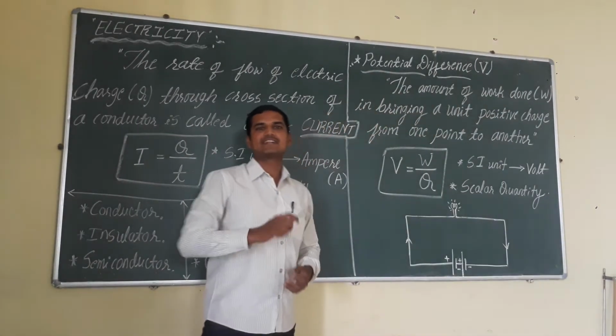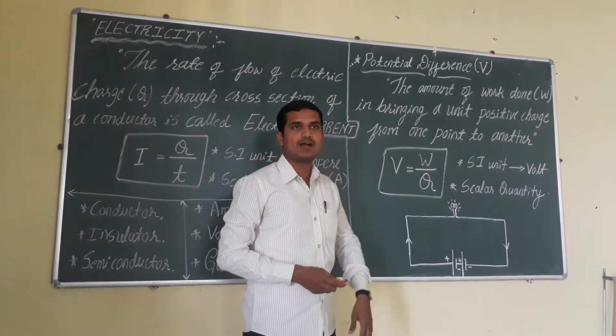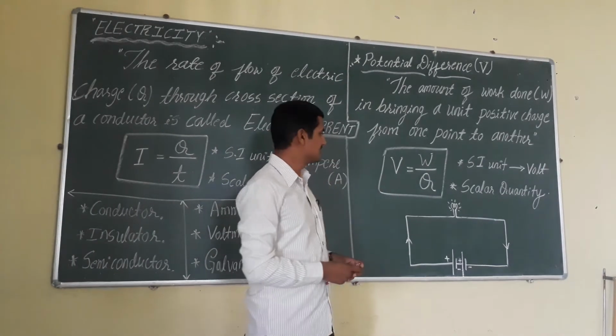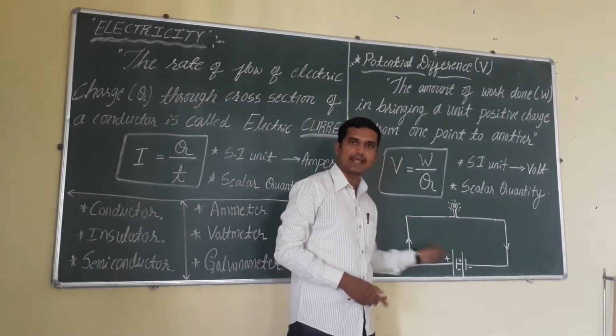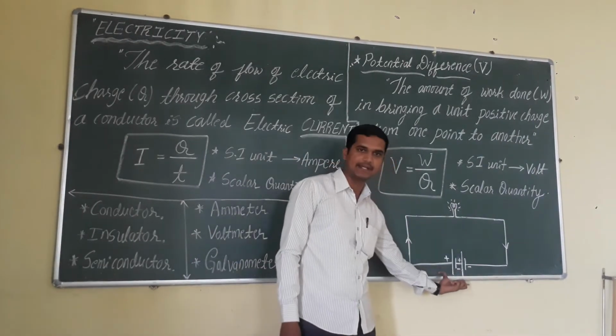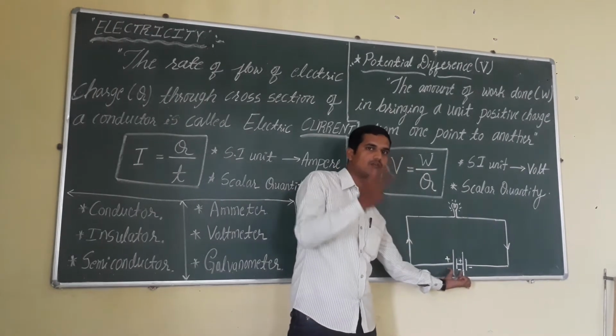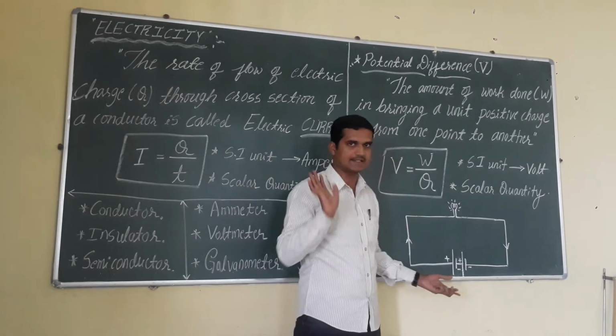Okay, now let's go for the next concept, that is called the potential difference. Before understanding the potential difference, you can observe this circuit diagram here. In this circuit diagram, we have taken the battery. Simply, it is called a cell. If there is a combination of two or more cells, that is called a battery.